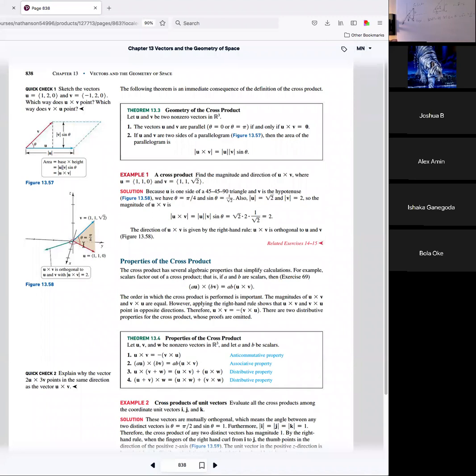u is the vector 1, 1, 0. Above it, in 3-space, is the vector v, 1, 1, square root of 2. So this height is root 2. This vector has length root 2. v has length 2. We have this right triangle. u cross v has length 2. That's what it says right here. And the direction of u cross v is given by the right-hand rule, but there's no way I can draw this, so I won't even try.